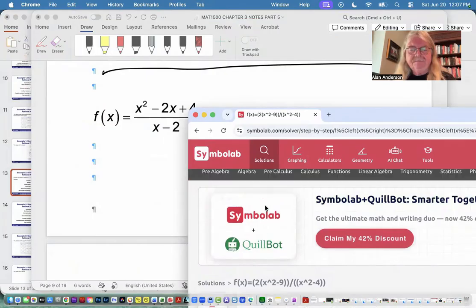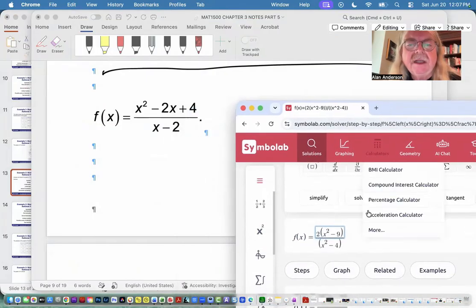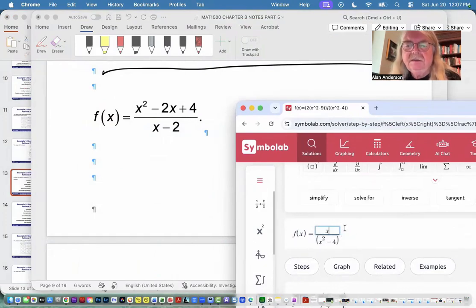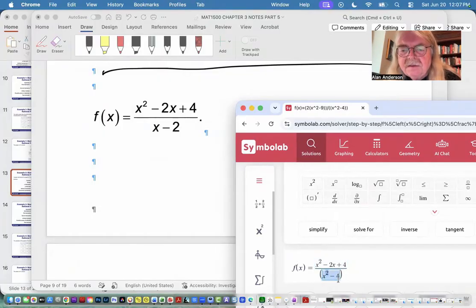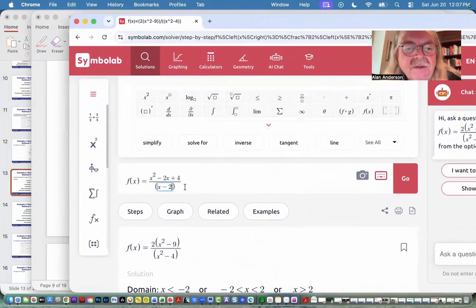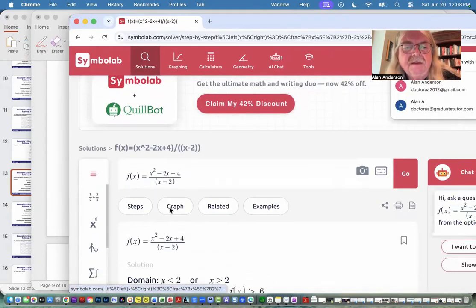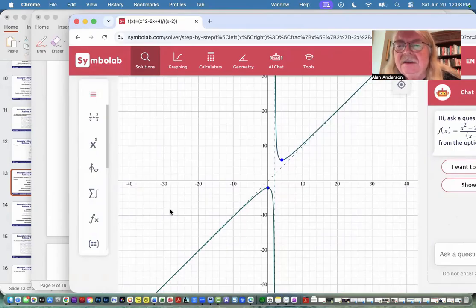We have the numerator is x squared minus 2x plus 4. And in the denominator, we have x minus 2. All right, very good. Now you can see we have at least one asymptote. Oh my God. Look at that thing. All right, well, I guess by their standards, this is fairly straightforward. Let's see what we've got.